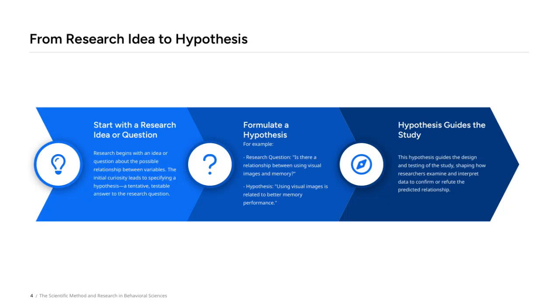Every research journey begins with a spark, a question or idea about how 2 or more variables might be connected. This initial curiosity is what drives us to dig deeper. From there, we formulate a hypothesis, which is essentially a testable prediction based on that question. For example, if we ask whether using visual images influences memory, our hypothesis might be that using these images leads to better memory performance. This hypothesis isn't just a guess. It actually shapes the entire study. It guides how we design our experiments, determine what data to collect, and how we analyze the results to see if our prediction holds true or not. It's a foundation that directs the whole research process.